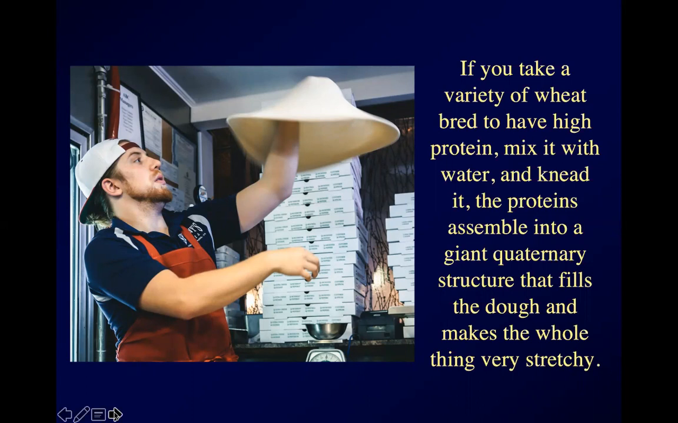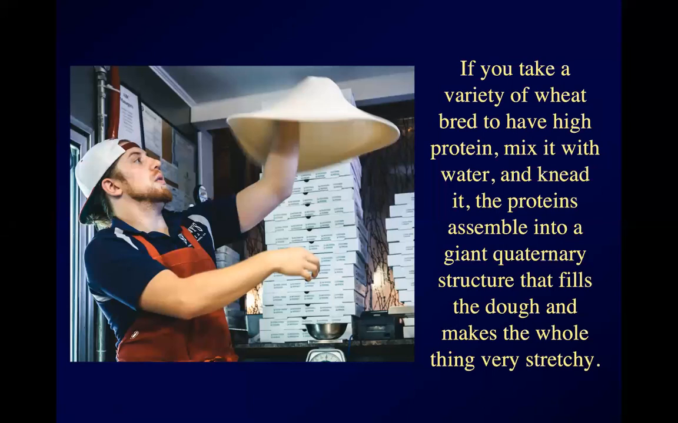Pizza is made from high protein varieties of wheat. And it's all those proteins that are self-assembling into that ginormous quaternary structure that makes pizza dough so stretchy that you can throw it and spin it like this guy is doing. I assume you have seen this before. People will take pizza dough, flatten it out, and then throw it in the air and spin it around to make it round and flat. That's possible because they're using a wheat variety with lots of protein, and the proteins self-assemble into this big quaternary structure that holds the dough together.